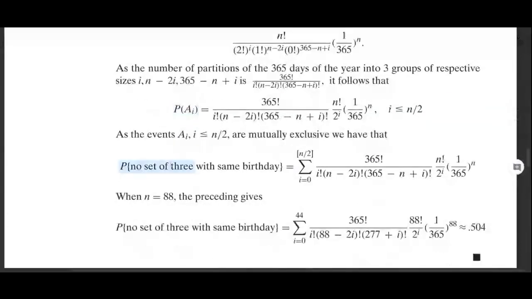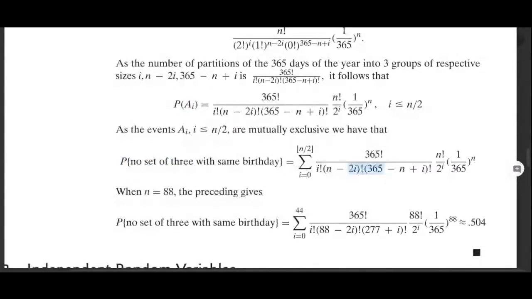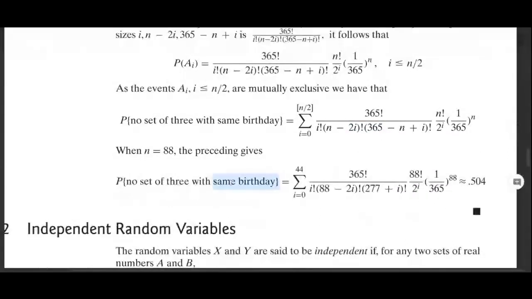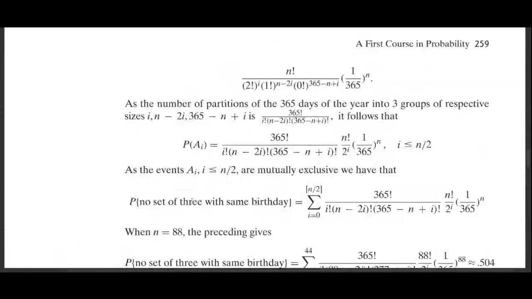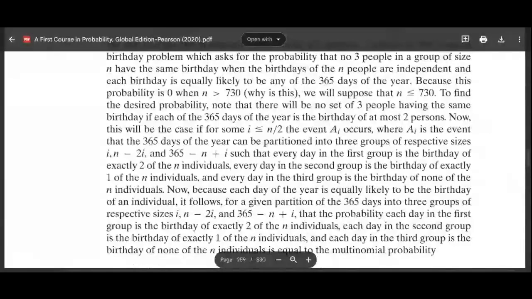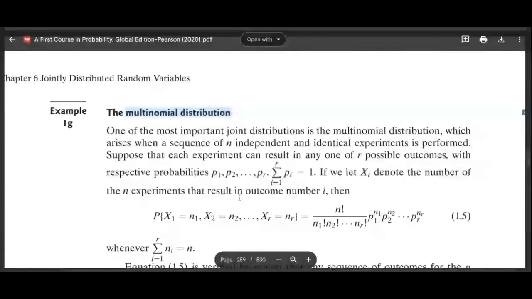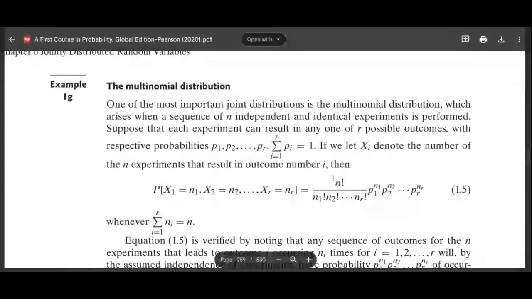So then for the probability of no set of 3 with the same birthday, when n equals 88, we can see an example. It's about 50%. Okay, interesting. Multinomial distribution, right? So this is the multinomial distribution.